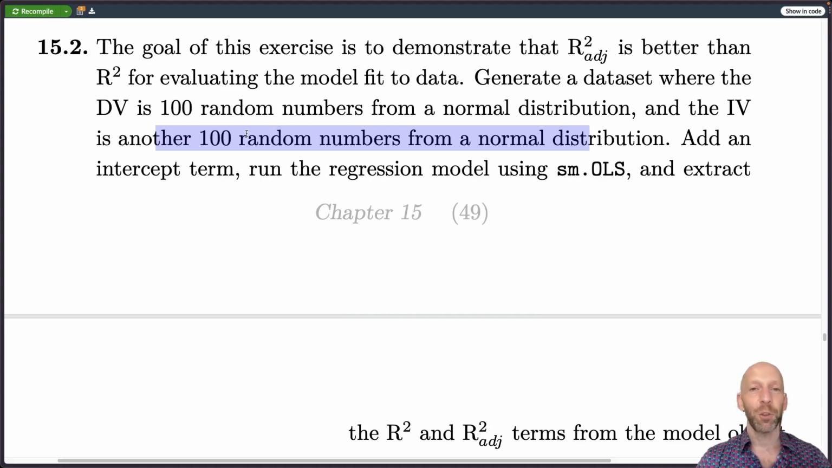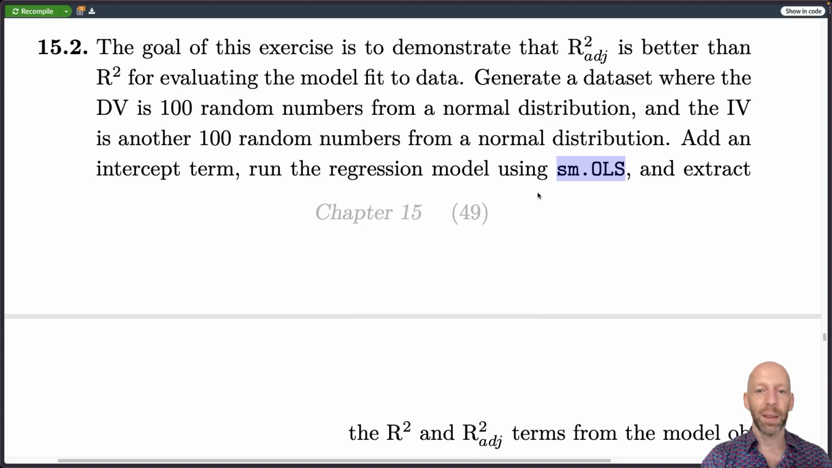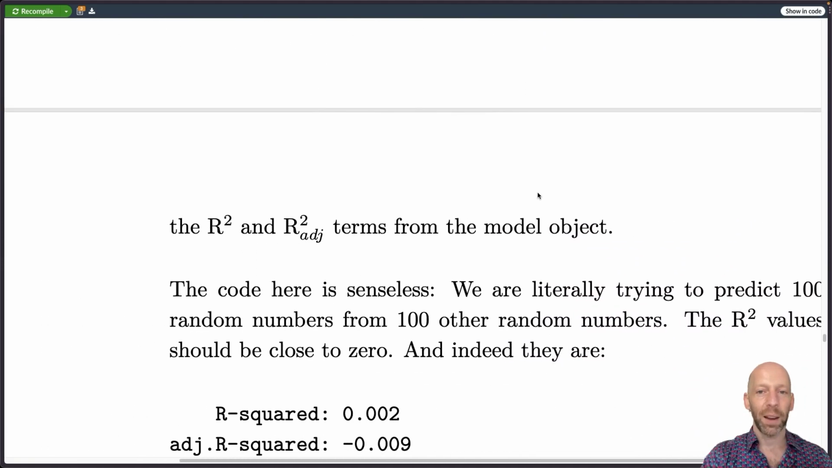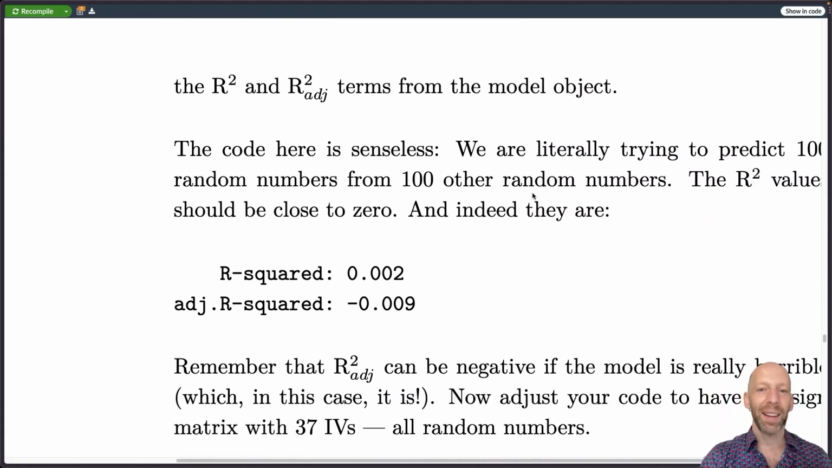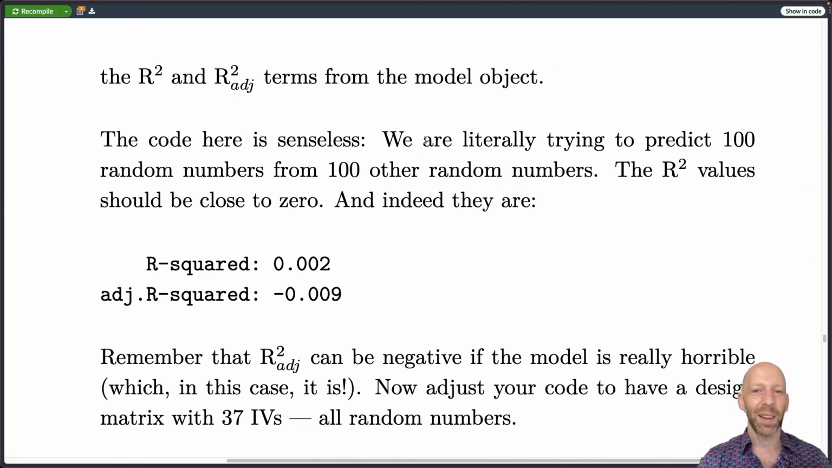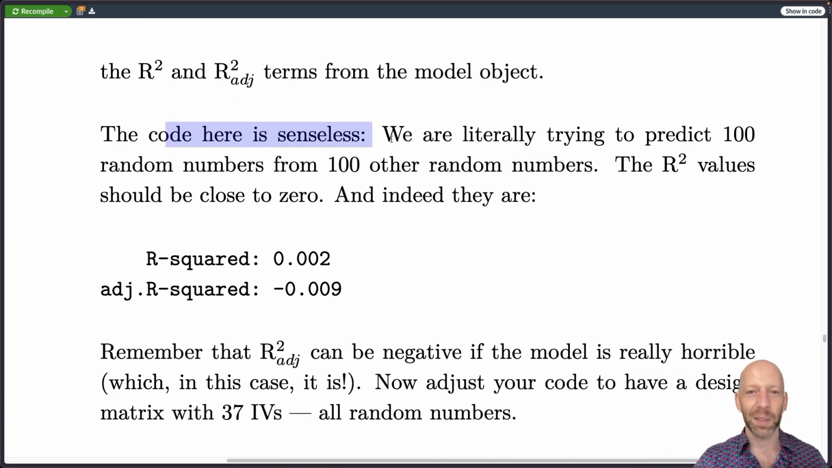Okay, then create a design matrix with two terms. There's going to be an intercept term and this random numbers term, this independent variable. Run the regression model, use statsmodels.ols, extract the R squared and adjusted R squared terms, and then just report them. And yeah, as I say here, this is kind of a ridiculous thing to do. We are trying to predict random numbers from other random numbers. So of course, we expect the R squareds to be around 0, and that's what we find in this particular case. Okay, so that's part 1.